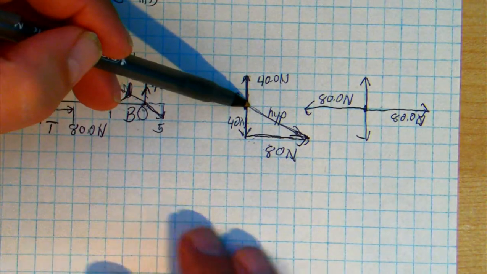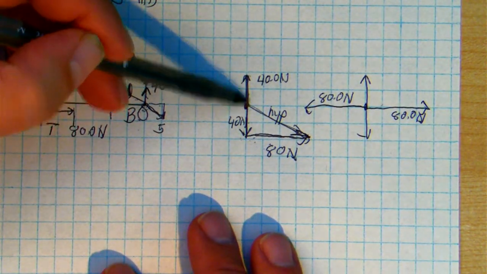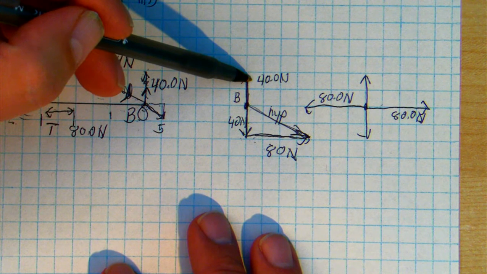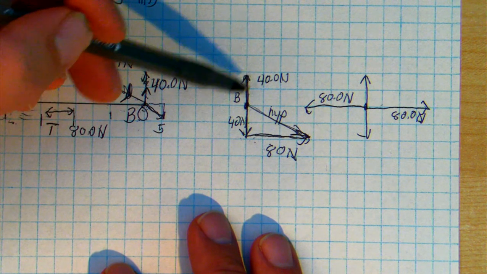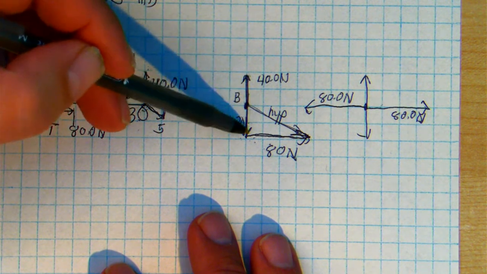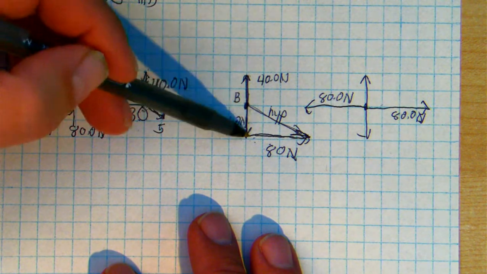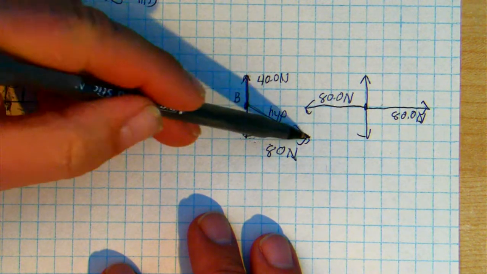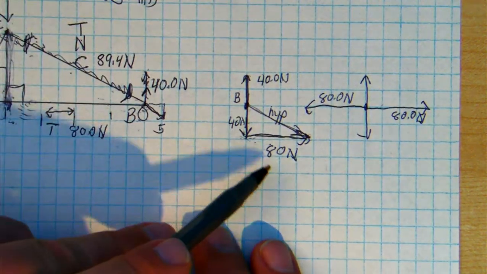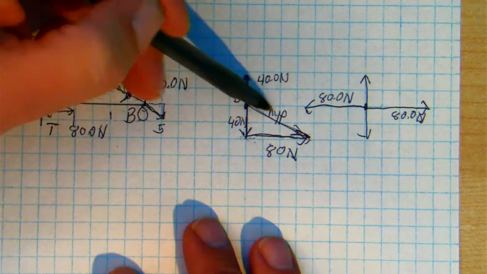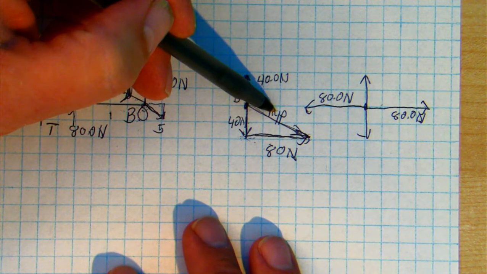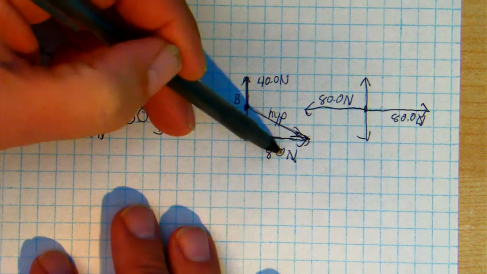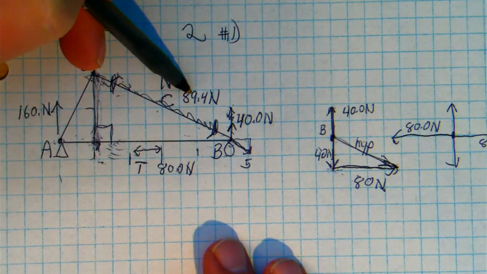Applying that to point B, 40 newtons being pushed up through the roller is canceled by 40 newtons being pushed down by member BC. But the side effect is that member BC is pushing horizontally with twice as much force, 80 newtons. The hypotenuse is from Pythagorean theorem: 40 squared plus 80 squared is 89.4 squared.